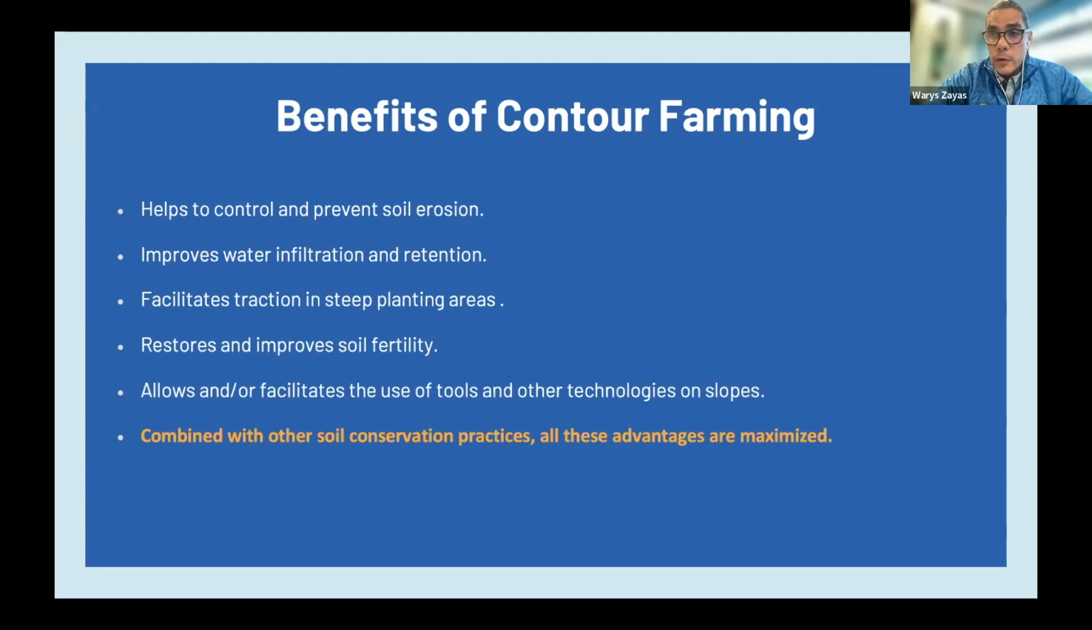It restores and improves soil fertility, because besides the soil, we are keeping our soil inside. More than this, we are helping to retain other kinds of material such as organic matter, right? And when we retain organic matter in our soil, that promotes the complete cycle of organic matter. And organic matter is really important for our soil fertility and many other good things in our soil, right?